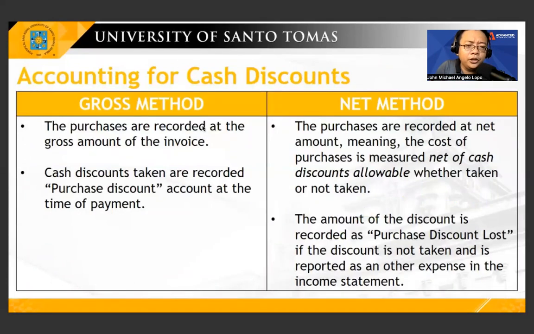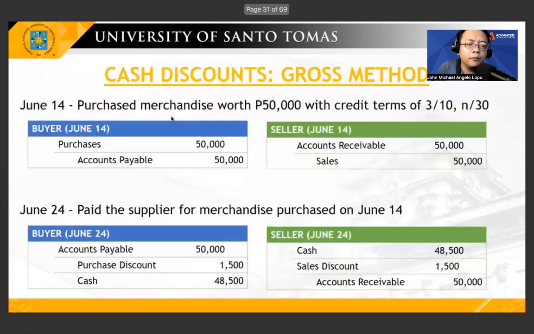Gross method: the purchases are recorded at the gross amount, no? And cash discounts taken are recorded in purchase discounts. In the net method, class, parang na siya, net, no? So any difference na hindi mo nagamit will be charged as purchase discount lost. Para maintindihan ito, yan, no? Purchase merchandise worth 50,000, 3/10, n/30. Again, buyer's perspective, seller. So I will discuss na lang para maintindihan. So gross method to, no?